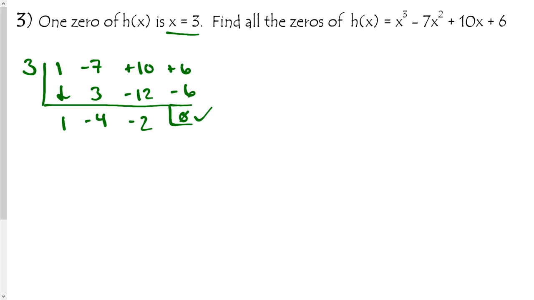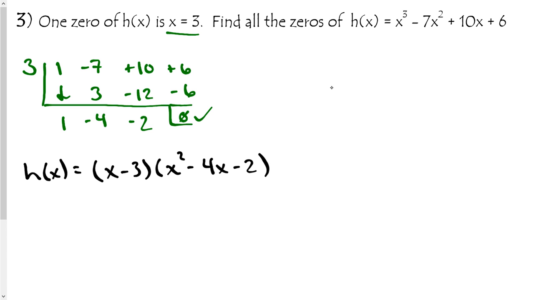Happy days. So what does this mean? This means that I can write h of x as being equivalent to the given factor of x minus 3, and then the leftover part, which is going to be 1x squared minus 4x and then minus 2. Okay, so I'm trying to go through and find all the zeros. So what do I need to set this equal to? Well, 0. Do I already know what the first one is? Yeah, because it was kind of given to me. So I'm just going to go ahead and put the 3 there, and then we're going to have to figure out what the other part is.